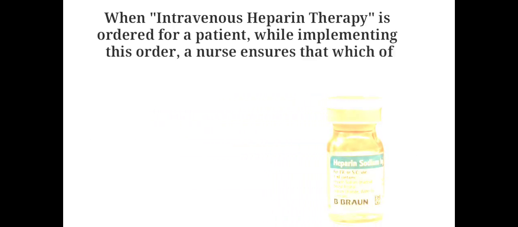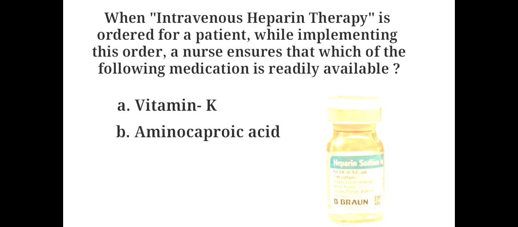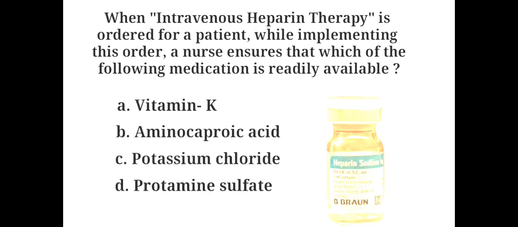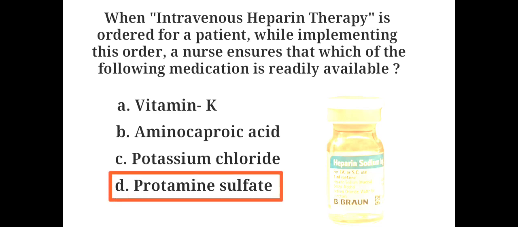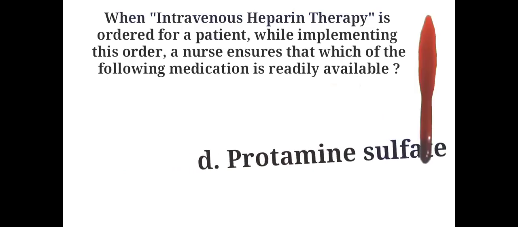When intravenous heparin therapy is ordered for a patient, while implementing this order, a nurse ensures that which of the following medication is readily available? A. Vitamin K, B. Aminocaproic acid, C. Potassium chloride, D. Protamine sulfate. And the answer is D. Protamine sulfate. As protamine sulfate is an antidote for heparin overdose in the event of bleeding, protamine sulfate is given to stop bleeding.